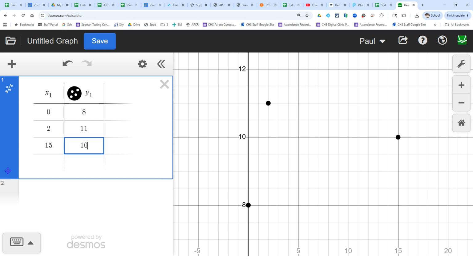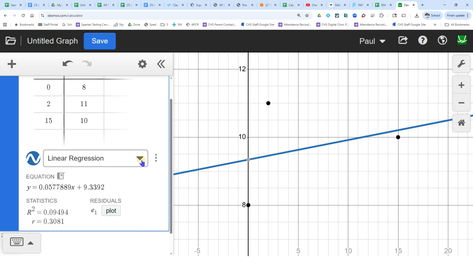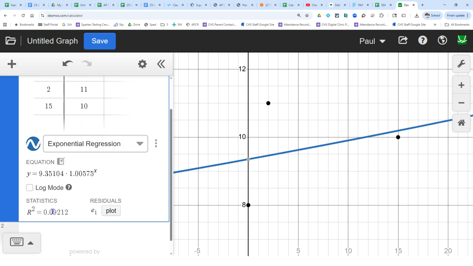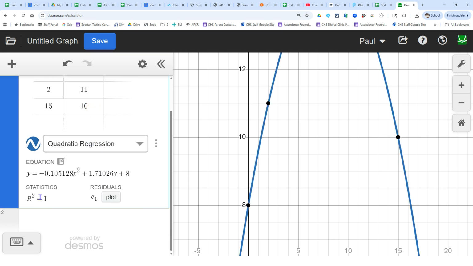Zoom in on it. That's a weird looking one. So let's add a regression. Linear is obviously terrible. Exponential is going to be terrible. We got a 0.09 instead of 0.99. And hey, when we do a quadratic, look, that R squared equals 1. Very rarely in the real world will R squared equal 1. So there's our function, negative 0.10528x squared plus 1.71026x plus 8.